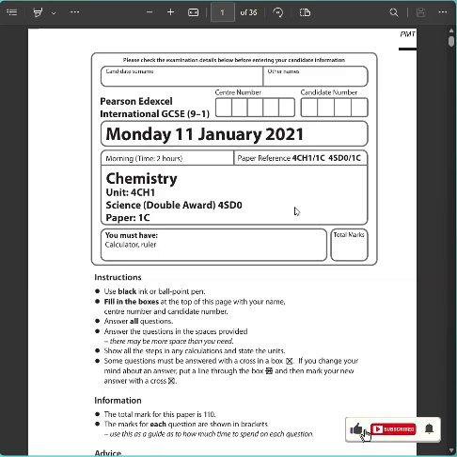Today we will discuss the chemistry paper from Monday, 11 January 2021. Unit 4CH1, Science Double Award, Paper 1C.